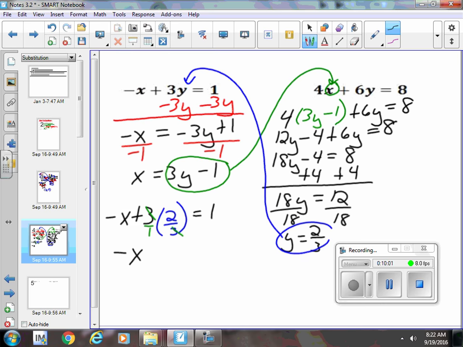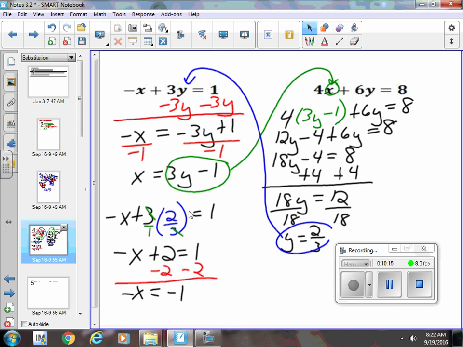And so I've got 1 times 2 on the top, 1 times 1 on the bottom, so this just becomes plus 2. Subtract 2 on both sides. Negative x equals negative 1. All right, just have to divide both sides by negative 1.